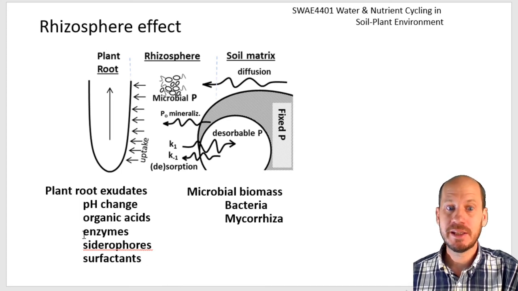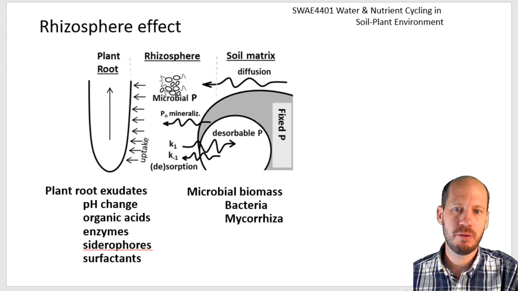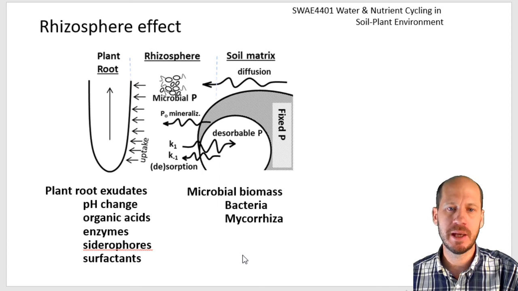The plants and the microbes themselves are releasing enzymes into the system, siderophores and surfactants. Siderophores and surfactants are acting and solubilizing these ions in the soil. This microbial biomass is composed of a big range of microbes, but the most active groups are bacteria and mycorrhiza. And we have, of course, the mesofauna in the system, which are grazing these microbes and cycling the nutrients in the system. So it's a very complex environment.